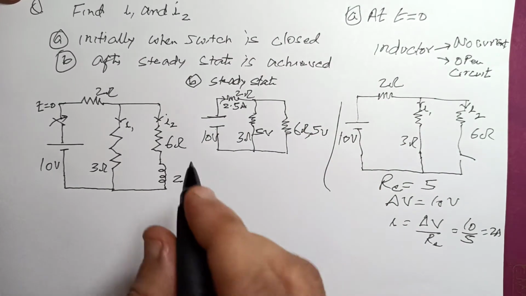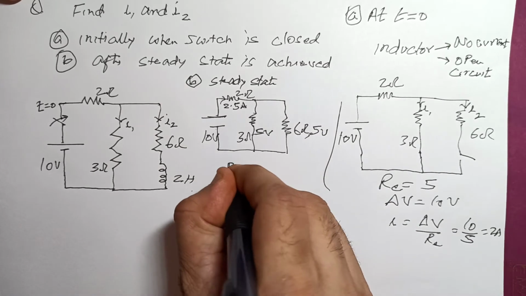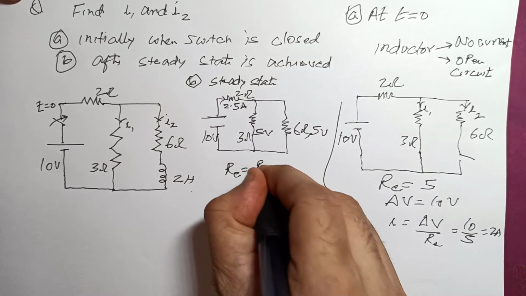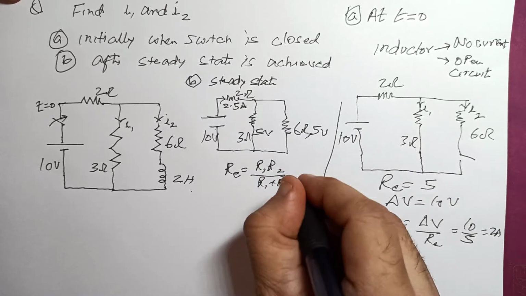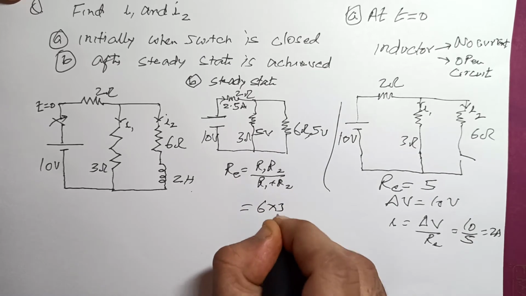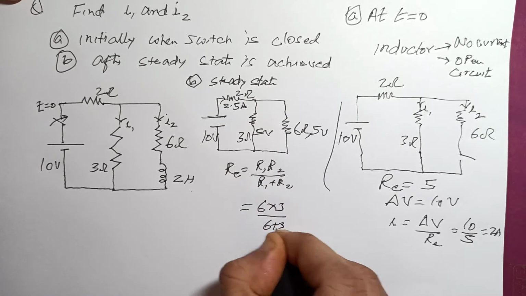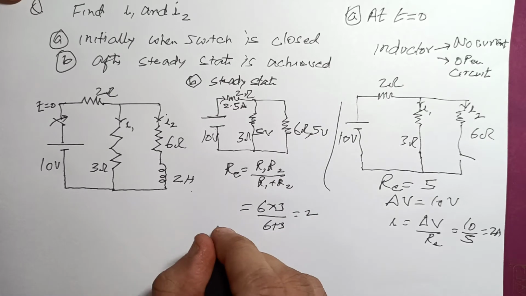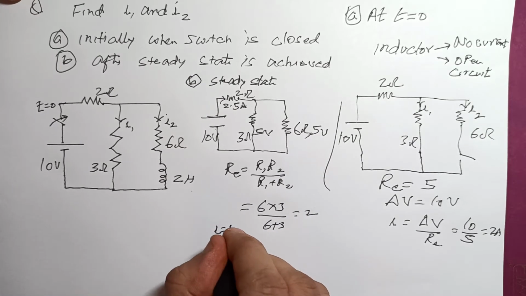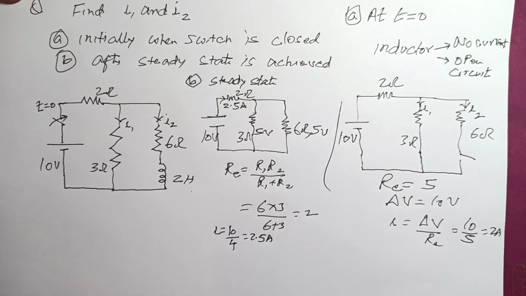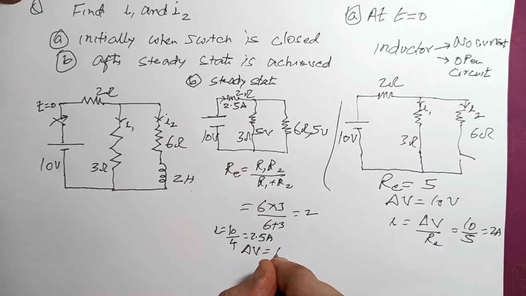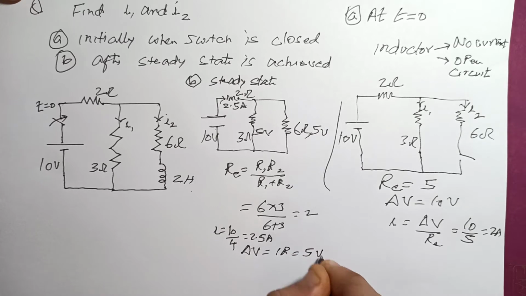Okay. Now I can say effective resistance is equal to R1 R2 by R1 plus R2, or I can say 6 into 3 by 6 plus 3, which is equal to 2. Now I is equal to 10 by 4, which is 2.5 ampere. Okay, and delta V I can say there as IR, which is 5 volts. Okay, so this is in the steady state.